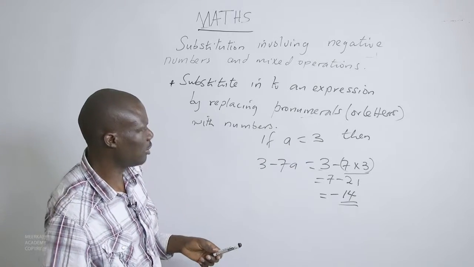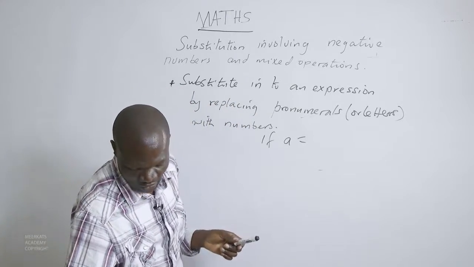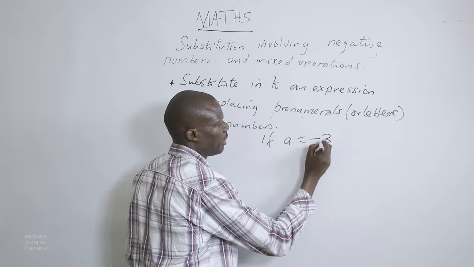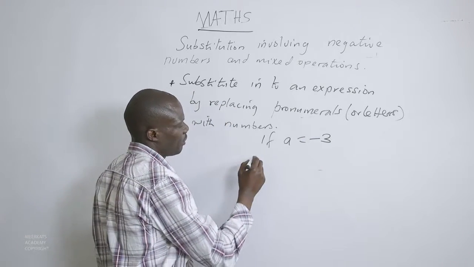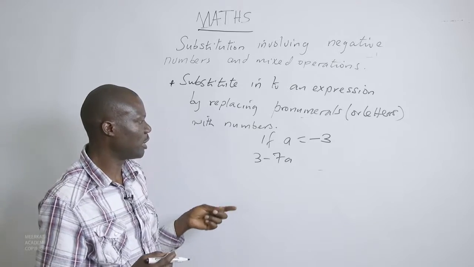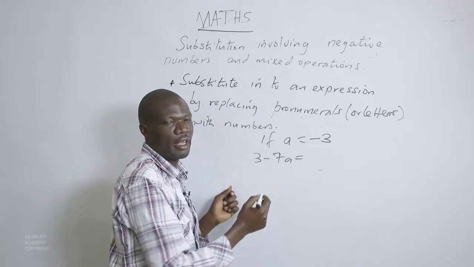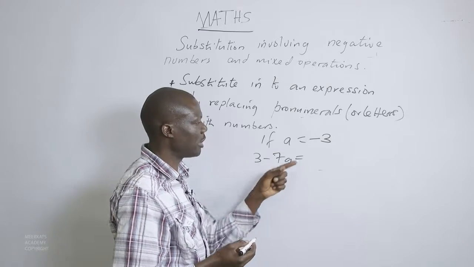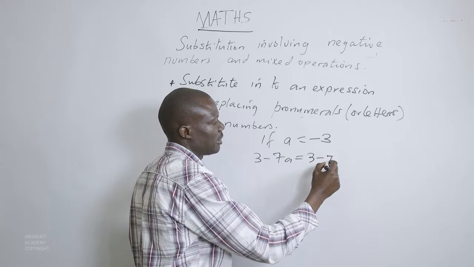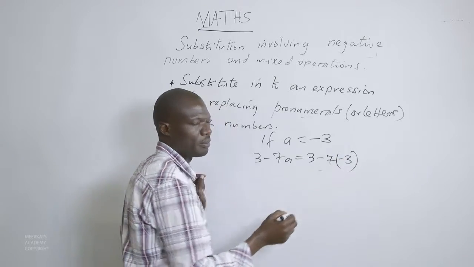It was easier because what we have here is a positive. But now, let us introduce a negative sign and see how it will behave. Given that a is equal to negative 3, find 3 minus 7a. If the value of a is negative 3, then we substitute a in its place as negative 3. So this will be rewritten as 3 minus 7, and inside the bracket we have the value of a, which is negative 3.